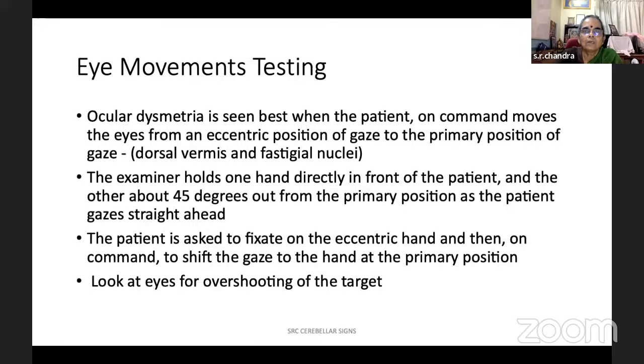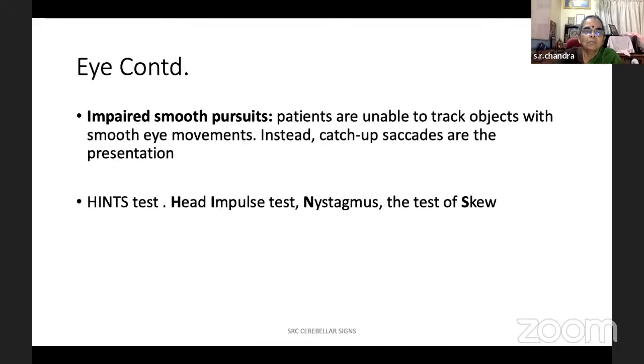Then we have ocular dysmetria, tested by command movements. You tell the patient to look at 2 targets. He will either overshoot or undershoot. You sit in front of the patient and give 2 targets. And when he shifts from one target to another, he will either overshoot or undershoot. Then the impaired smooth pursuit. And collectively, the test of eye signs is called the HINTS test.